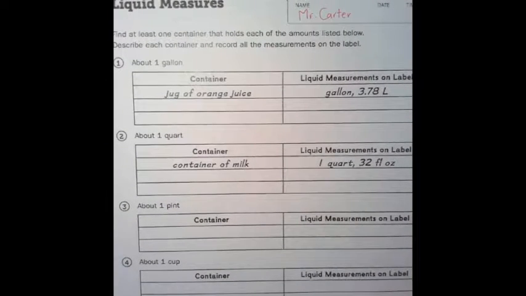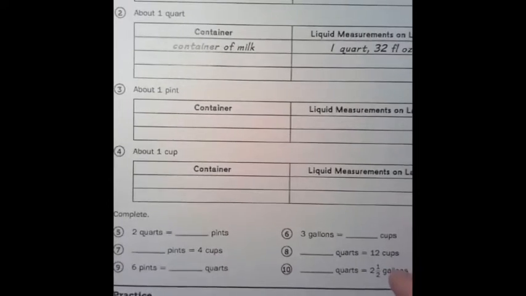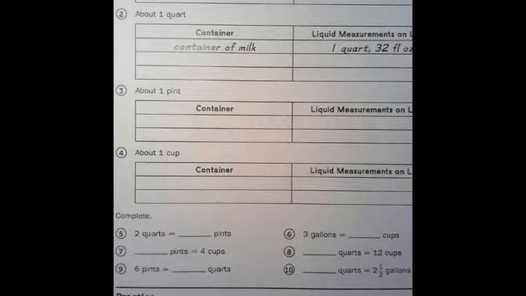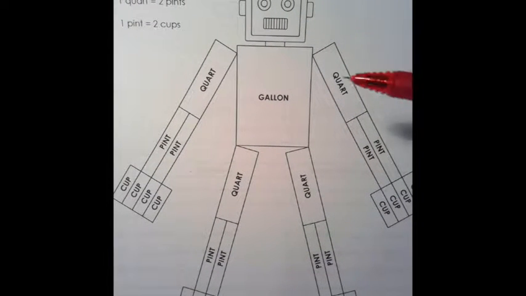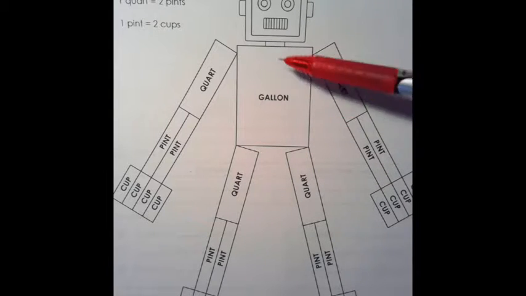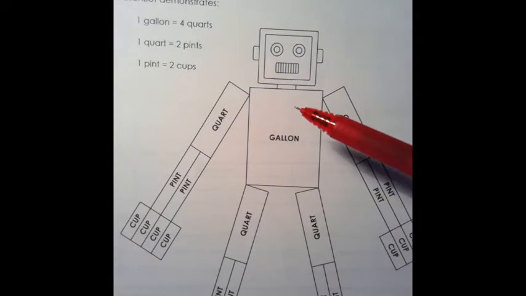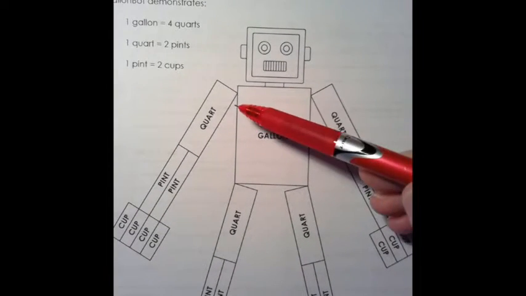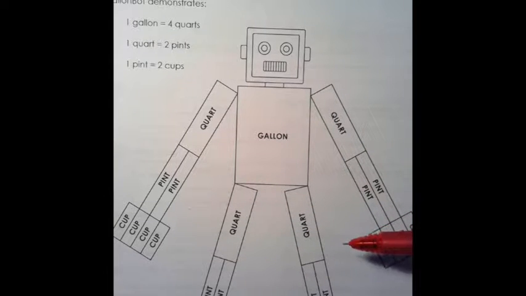So we're going to go down here to questions 5 through 10, and this is where we're going to be doing some converting, to help us figure out how many quarts are in a pint, and so on. So I have what we did in class, which was a gallon bot. And how Gallon Bot works is, he is showing what a gallon is worth. You will see up on the top it says a gallon is 4 quarts, and his arms have 1, 2, 3, 4 quarts. So that helps us see how many quarts are in a gallon.